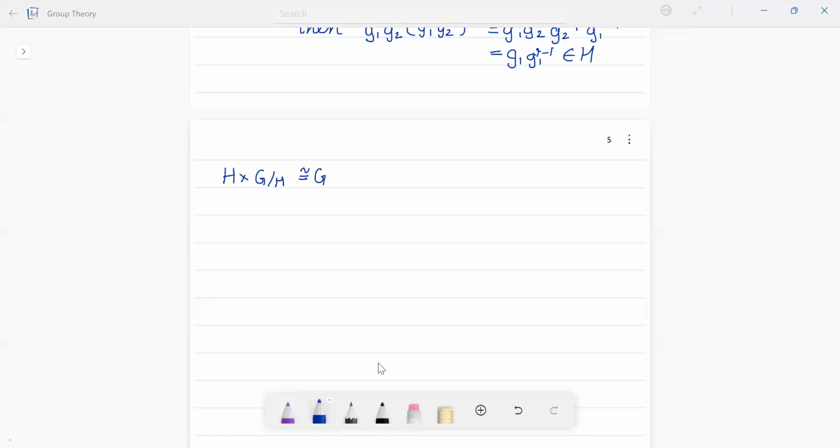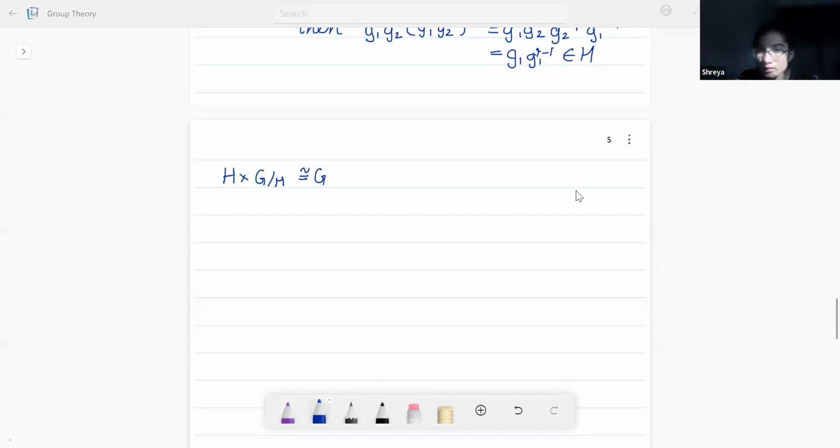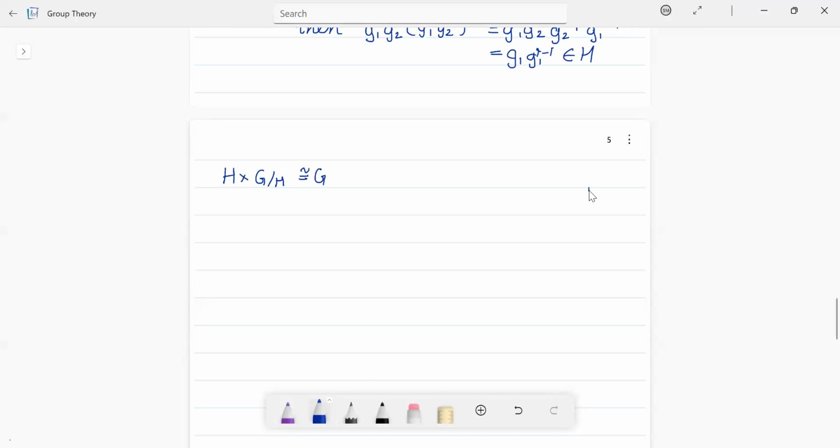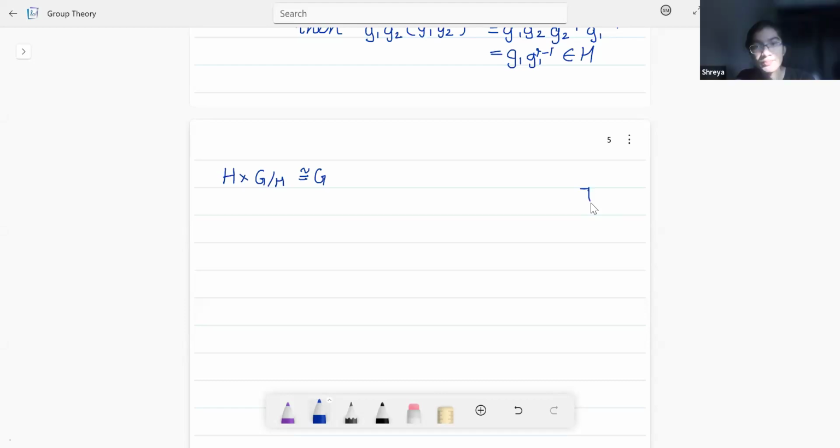Is it possible to recover G through H and G by H? Not directly, I don't think so. Wait, if you're given G by H, then you're actually given the coset, so then you know which one acts as identity.